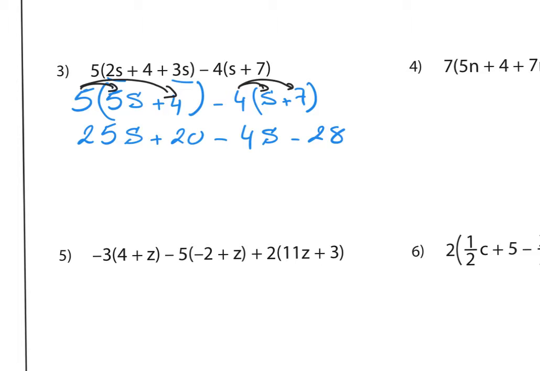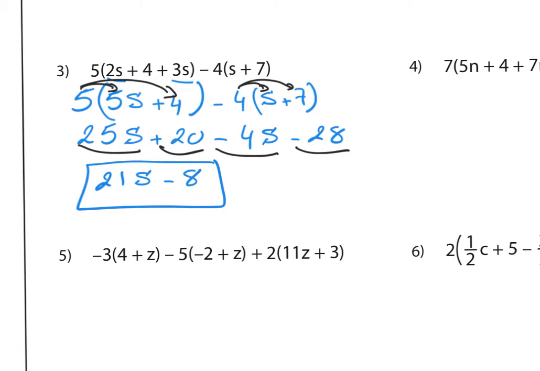Then we're going to add like terms, which is 25s. We're going to combine 25s with 4s. So we're going to subtract 4 from 25, right? 25 take away 4, that would be 21s. And we have 20, we're going to combine 20 with 28. So 20 minus 28 will be negative 8. And the answer will be 21s minus 8.